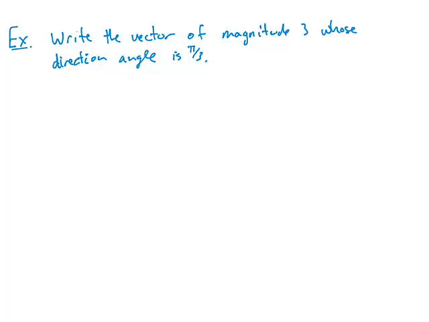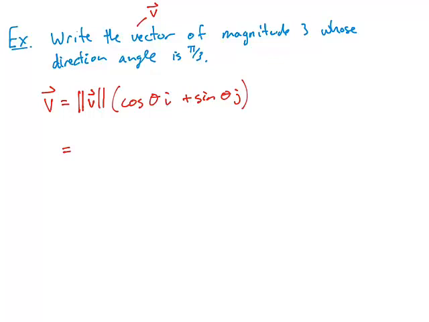Write the vector of magnitude 3 whose direction angle is pi over 3. So let's call this vector v. Again, I'm going to write the magnitude of vector v times cosine theta i plus sine theta j. The magnitude of vector v is 3, and then cosine of pi over 3 i plus sine pi over 3 j.